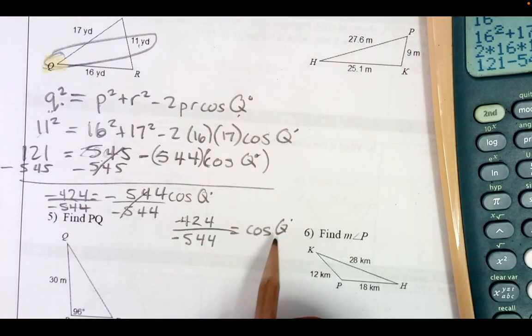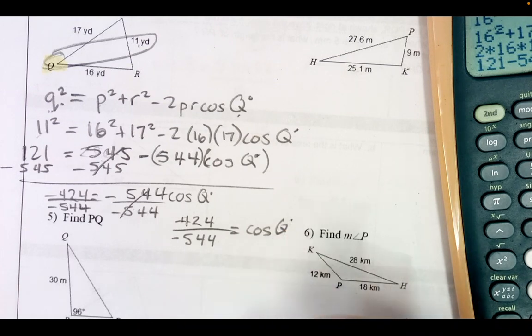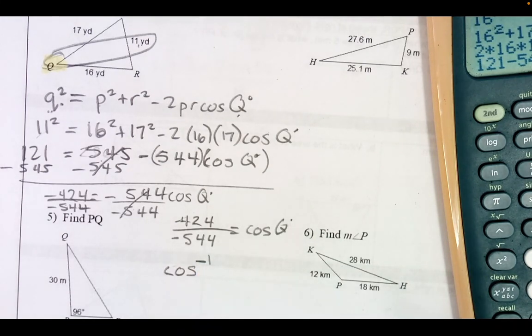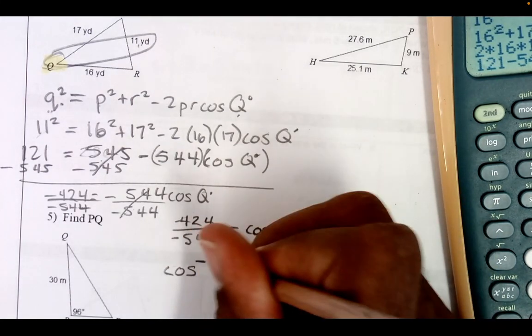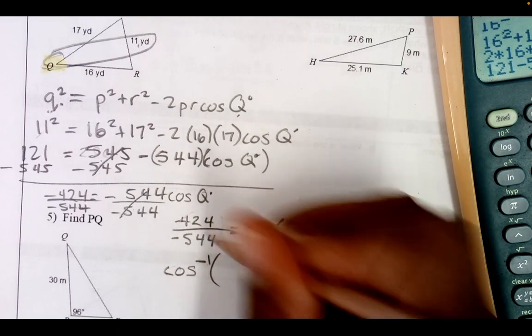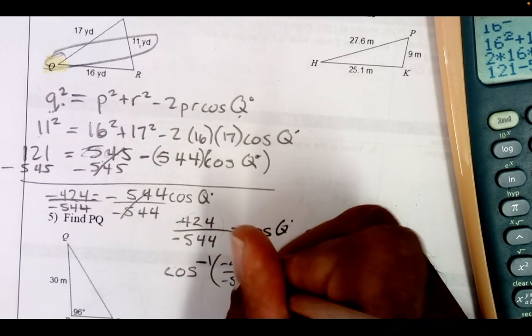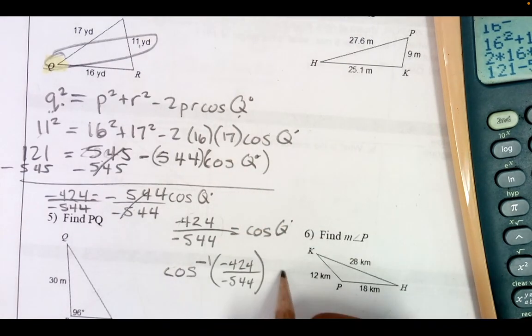Okay, and then to find the angle from its cosine, what do I have to do when I'm looking for an angle? Inverse. I got to do the inverse. So I got to switch it. And now I'm doing the inverse cosine of this, whatever this is, the negative 424 divided by negative 544 equals Q.